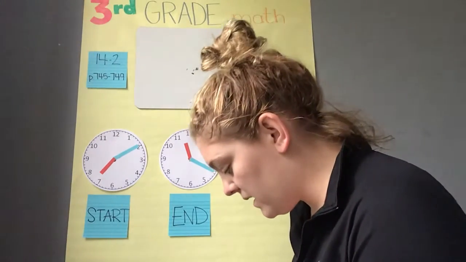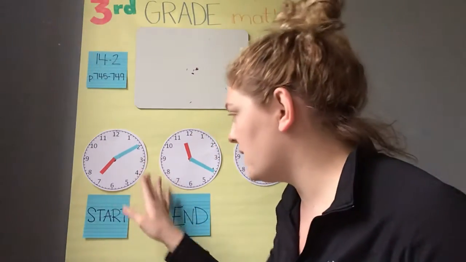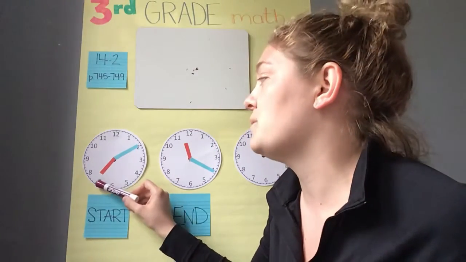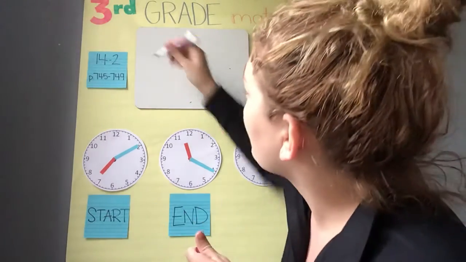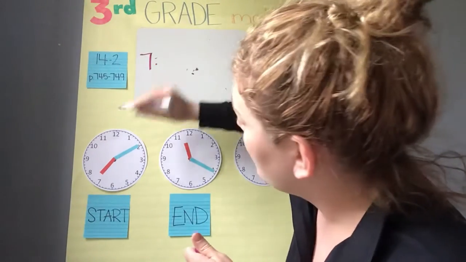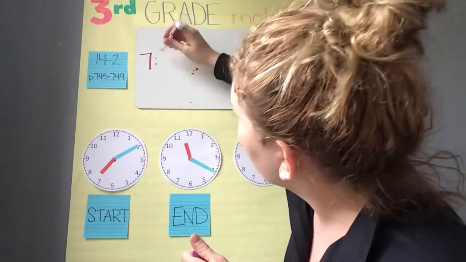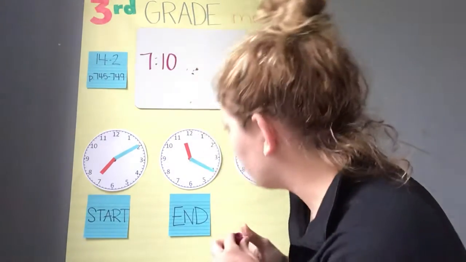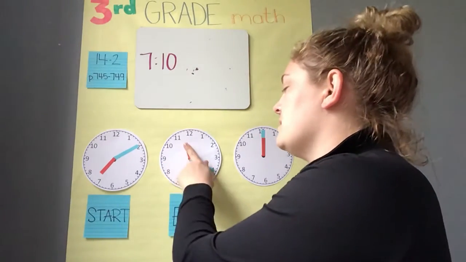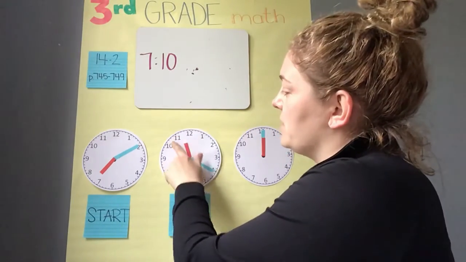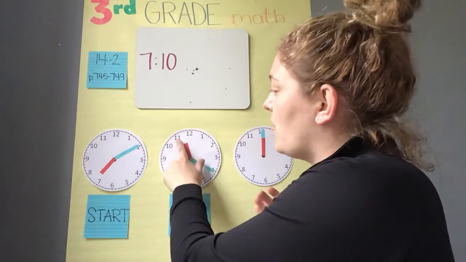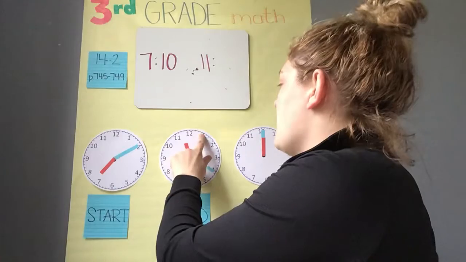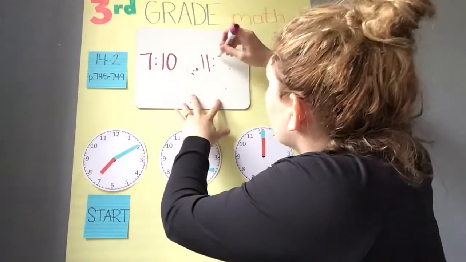So here's what we can do. We find the starting time. All right, so we know how to read this clock. My hour hand is between 7 and 8, so we're going to say it's 7, 5, 10. 7:10. And I'm looking at when it ended, all right? The hour hand is after the 11, it's between 11 and 12, but it's not 12 yet, so it's going to be 11, 5, 10, 15, 20, 11:20.